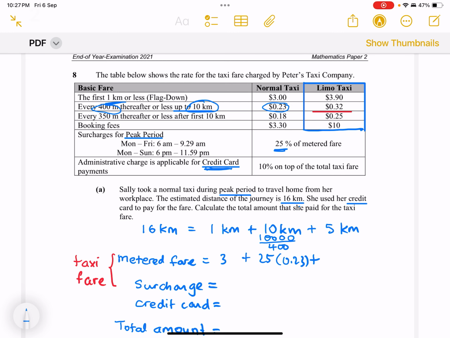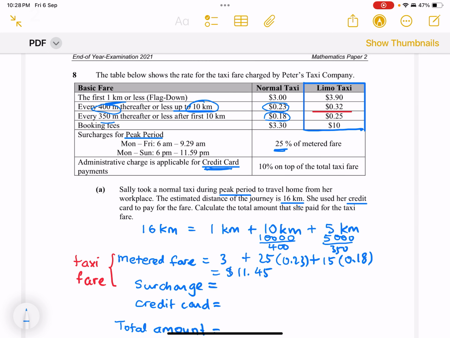Then the last part, anything above the 10 is charged at 18 cents for every 350 meters. So for the 5,000 meters here, we want to see how many 350s there are, and that is 15. Every 350 is charged 0.18. So that works out to be $11.45.